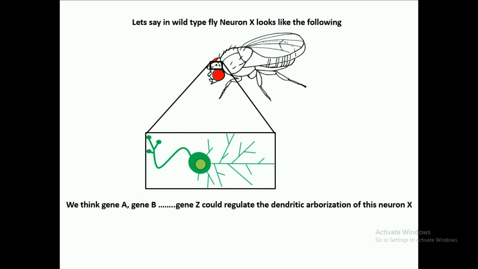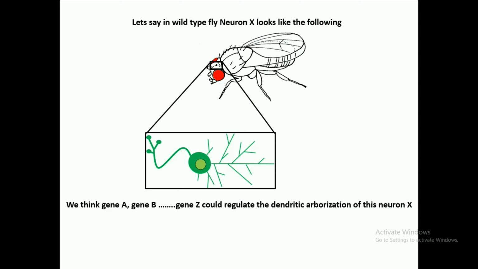Now let's say here we wanted to look at the dendritic morphology of a particular neuron known as neuron X, and we think that A to Z genes could be important for the dendritic arborization of this neuron X. So what we are going to do in a spatiotemporal manner is perturb the genes A to Z individually. We are going to knock down A to Z genes.